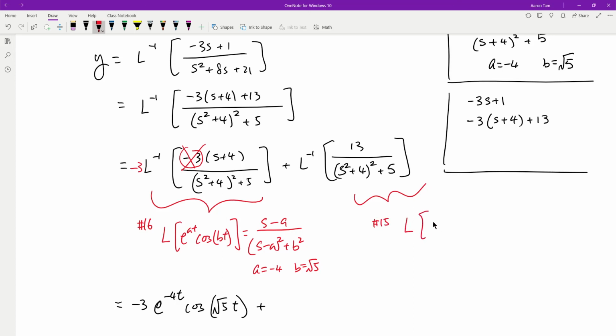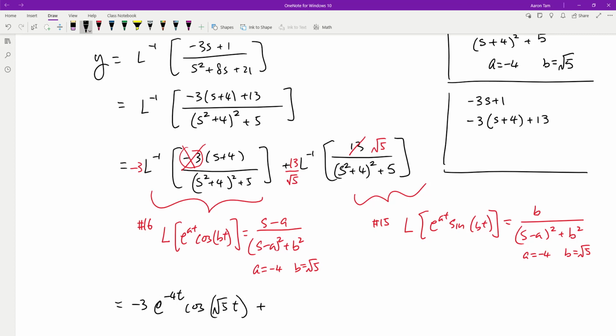The Laplace transform of e to the at sine bt is equal to b over s minus a squared plus b squared. So once again, if I compare the denominator with the denominator I have, it seems to me that a must be -4 and b must be radical 5. So we don't have a radical 5 on top, but we can fix that. So how do I fix that? First thing, I'm going to move the 13 outside, and I'm going to put a radical 5 on top. But then I have to balance it with a radical 5 on the bottom.